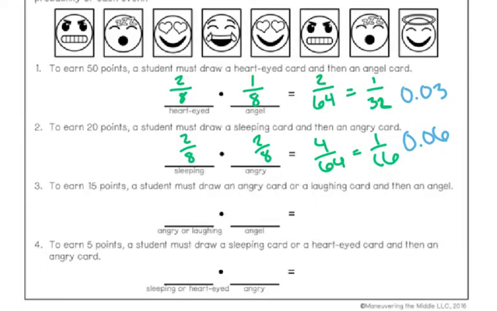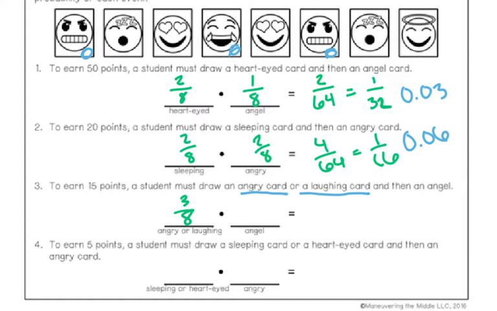Question 3 says, to earn 15 points, a student must draw an angry card or a laughing card and then an angel. So we've got something a little different going on here because we've got two events occurring together. For the first draw, you're either looking to get an angry card or a laughing card. When you're looking in the total of cards up here, you want to find laughing or angry. And so when you do that, we've still got these two angry cards and we have this one laughing card. So in my first draw, there are 3 out of the 8 cards that I'm looking to draw.